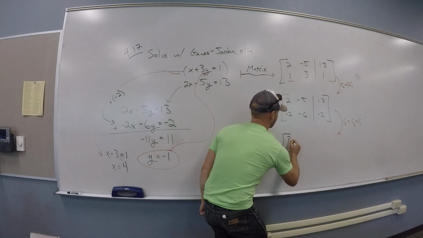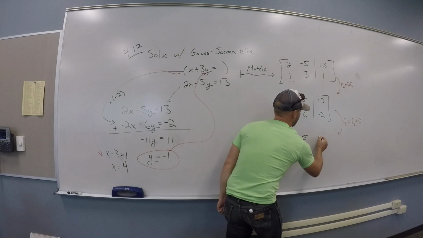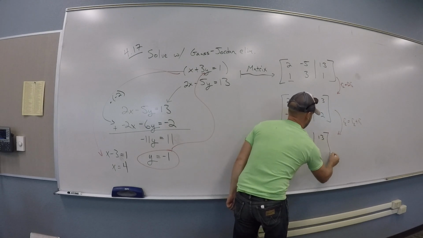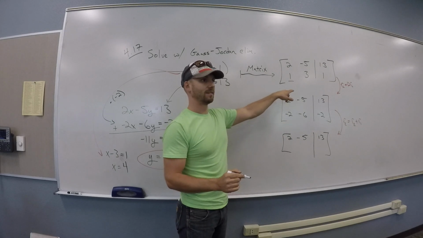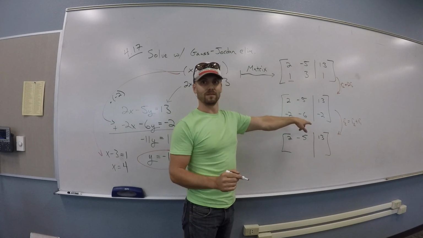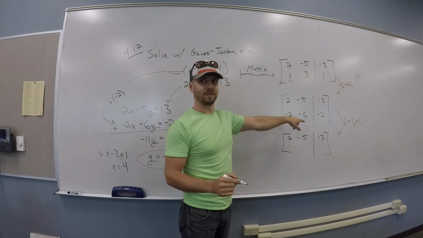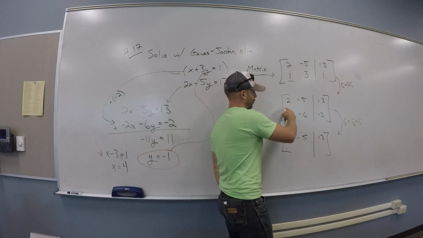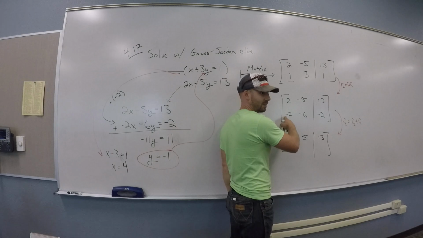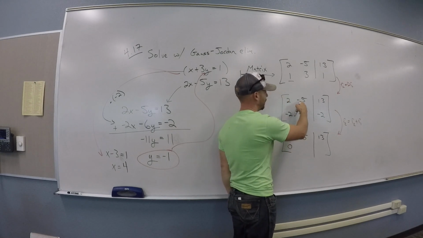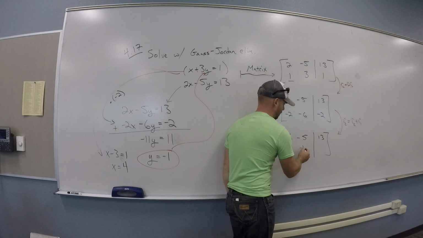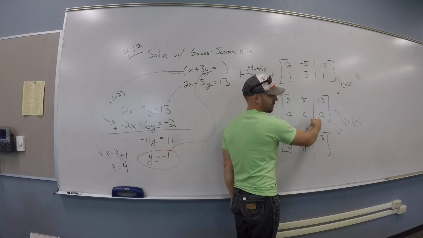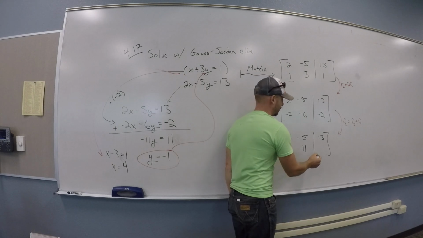So I'm going to leave that first row alone, my 2, -5, 13. And in the second row, I'm going to put the result of adding. You guys see that? So 2 plus -2 is 0. And -5 plus -6 is -11. And 13 plus -2 is 11.